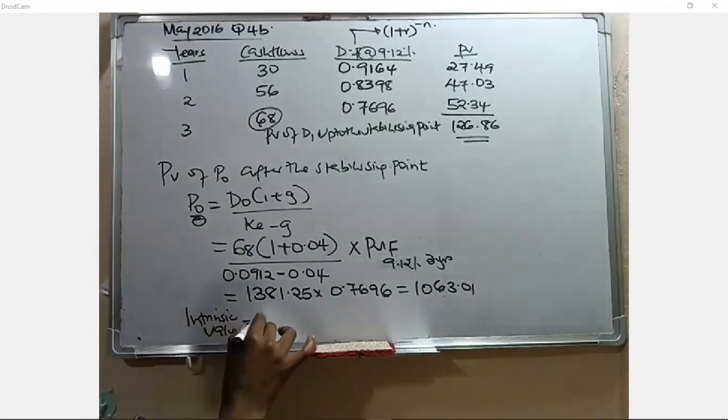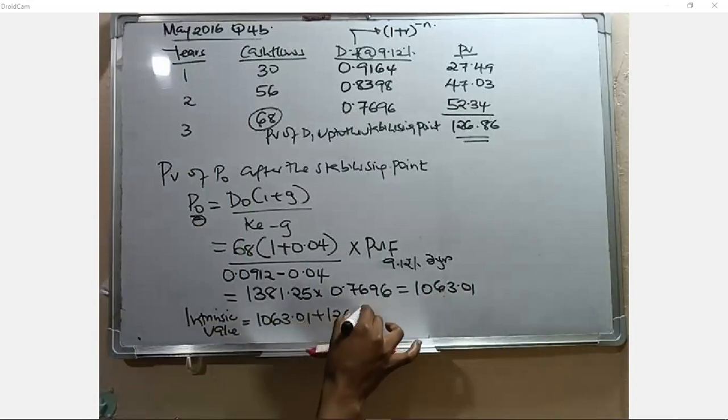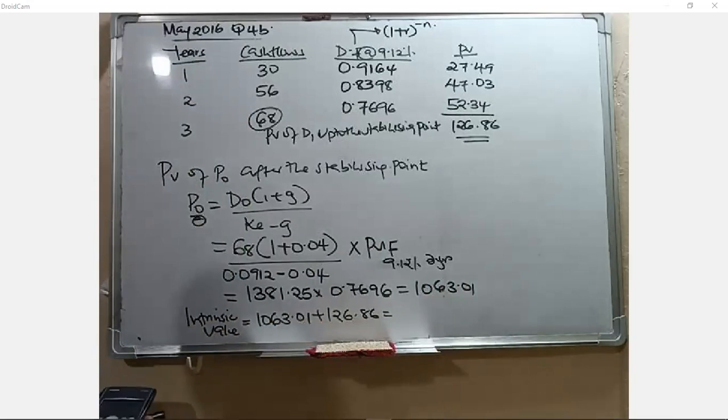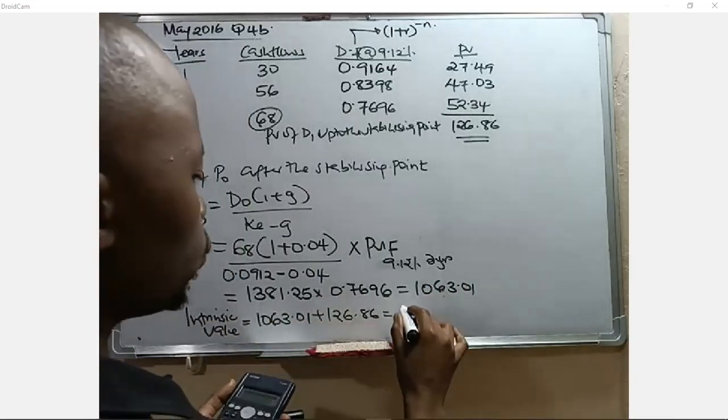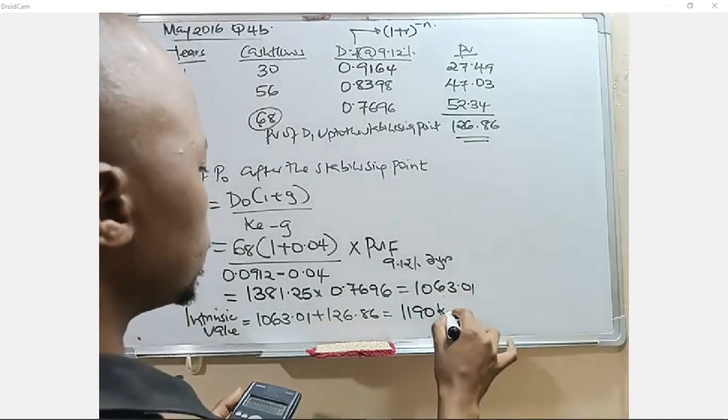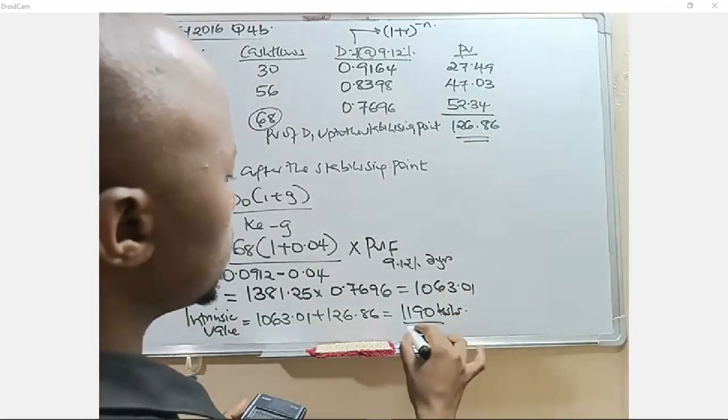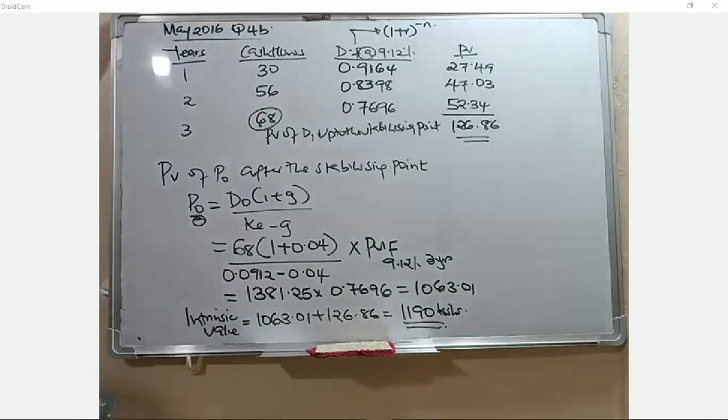So to get my intrinsic value, you take 1063.01 plus 126.86. You are getting equivalent to 1190 Kenyan shillings. Any other question?